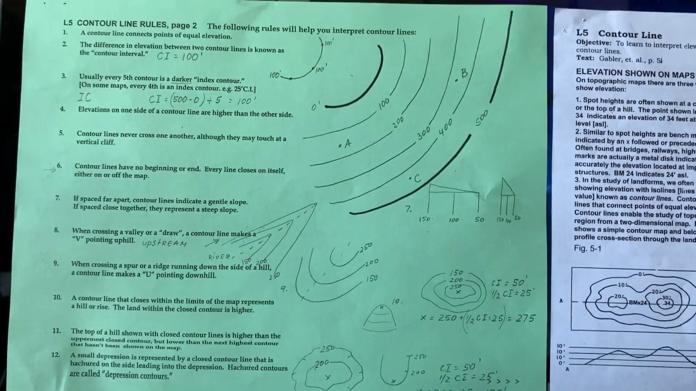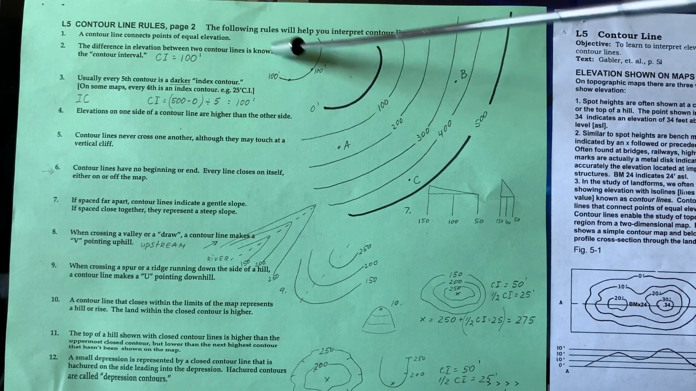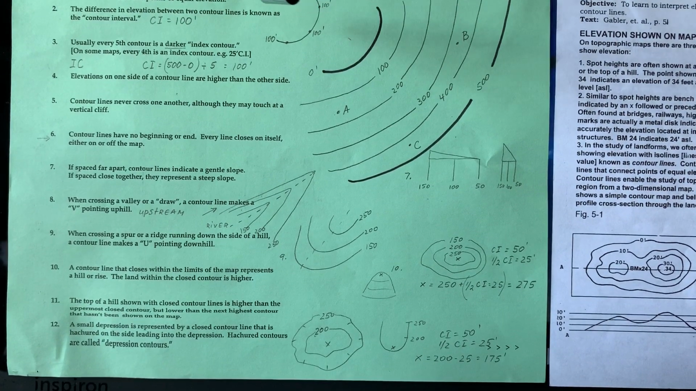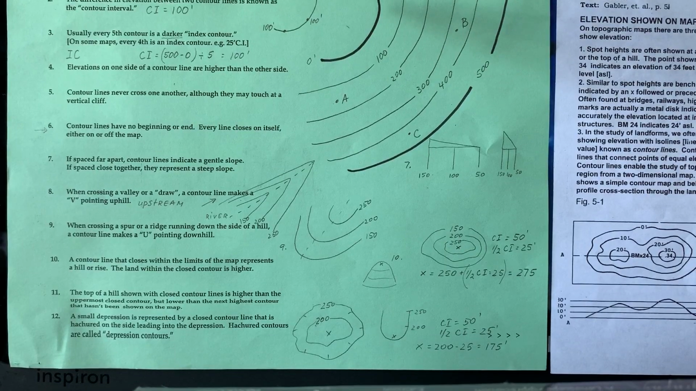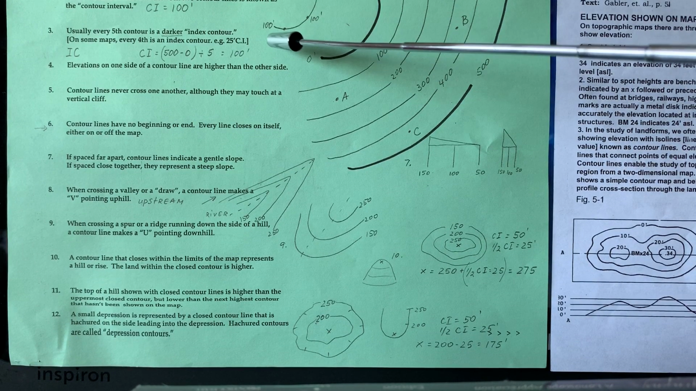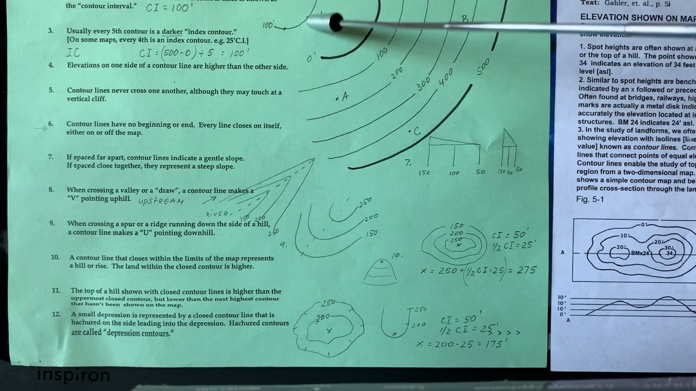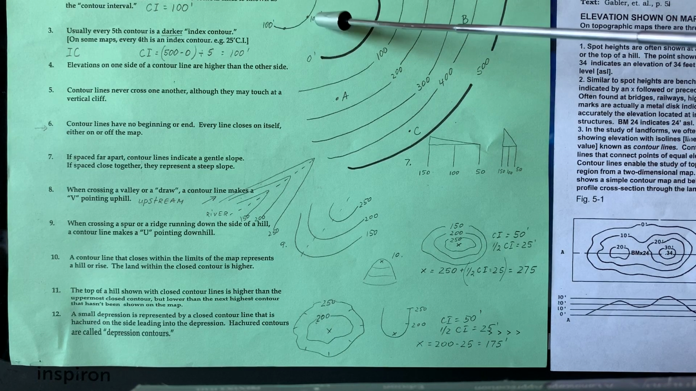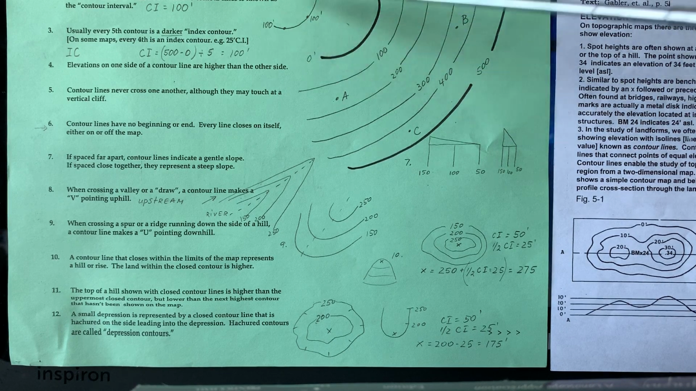We're going to start with rule number 1. This is your second page, and as you see here, it says a contour line connects points with equal elevation. As you see on this line, all the points where it says 100, 100, 100 feet above sea level have the same elevation.